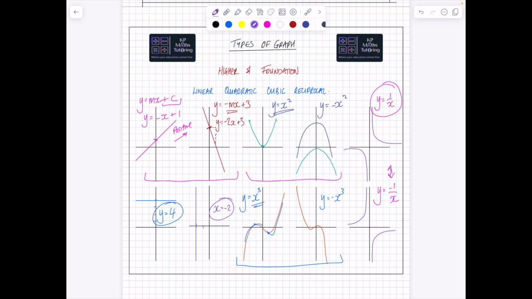Okay, so they're the main ones that you need to be aware of. So you might have a graph, and you've just got to match them to the correct equation.